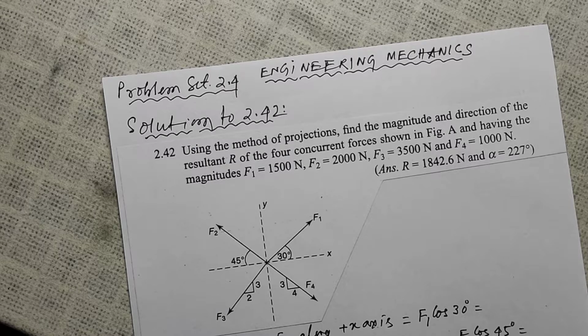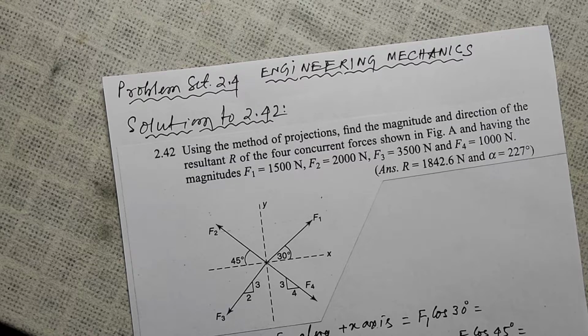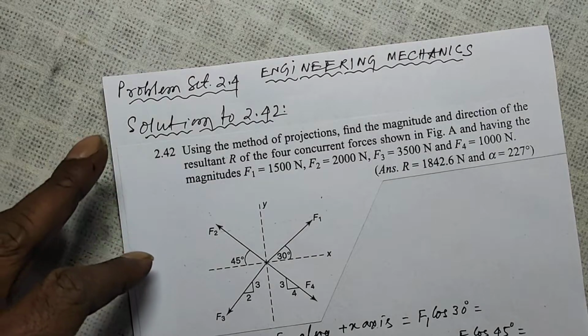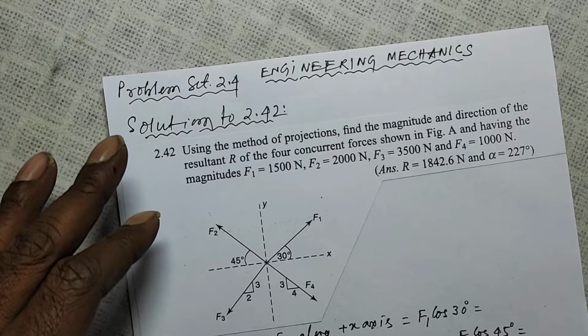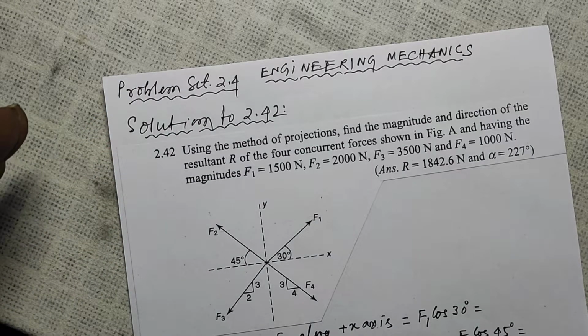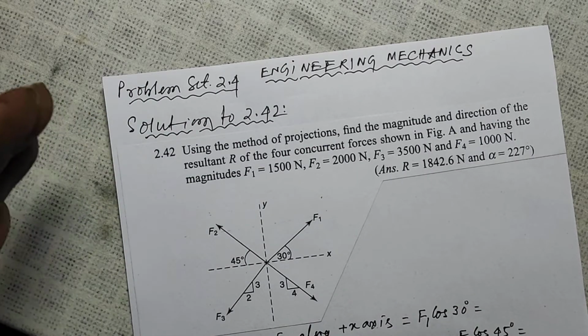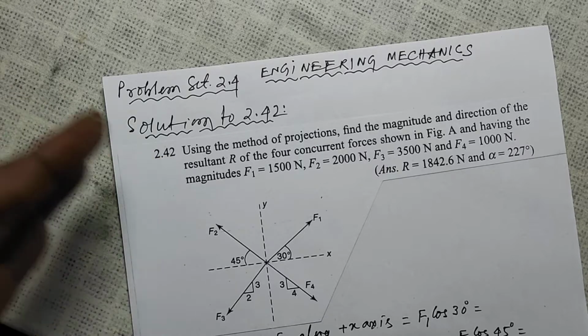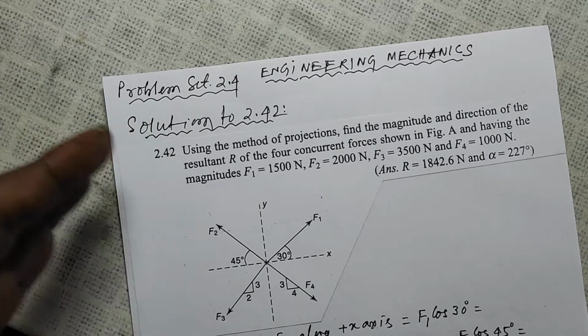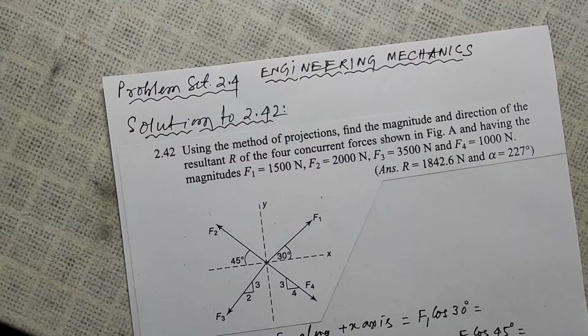In Problem Set 2.3, we discussed equilibrium of concurrent forces by applying Lami's theorem, right? Means if there are three forces concurrent at a point, or if there were more than three forces, we reduced them to three forces and we applied Lami's theorem to find out the different forces and the angles.